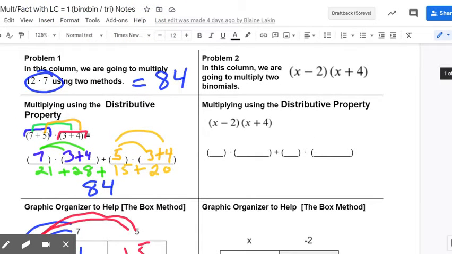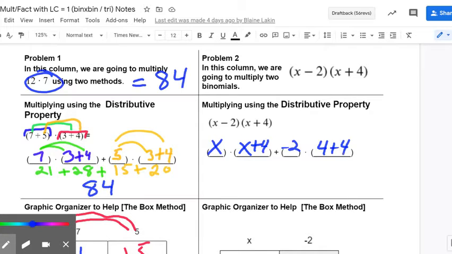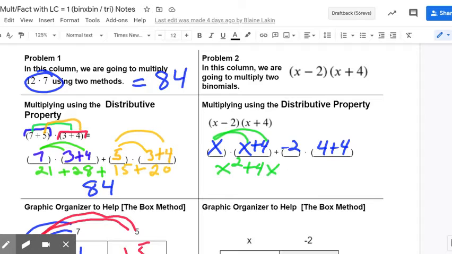This time we have x minus 2 times x plus 4. So same thing. We're going to write x in this first box, and we're going to write negative 2 in this second one. And then we're going to put x plus 4 in the other box for both. And then we just start doing the math. Let's distribute x times x, and we get x squared. Let's do x times 4, and we get 4x. And then we'll switch colors on us here. Then let's do negative 2 times 4, and you get negative 8.